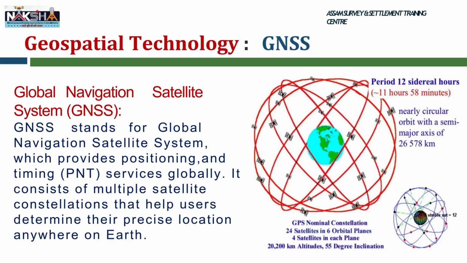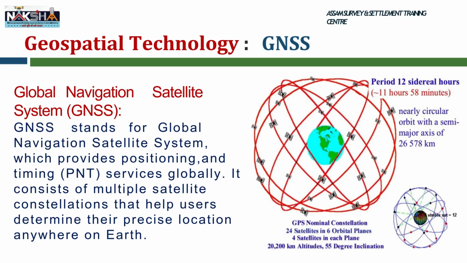GNSS is a collective term used for systems that provide positioning, navigation, and timing services across the globe. It works through multiple satellite constellations orbiting the Earth. These satellites continuously transmit signals, and receivers on the ground, like the GPS in our smartphones or survey instruments, use those signals to calculate precise locations.